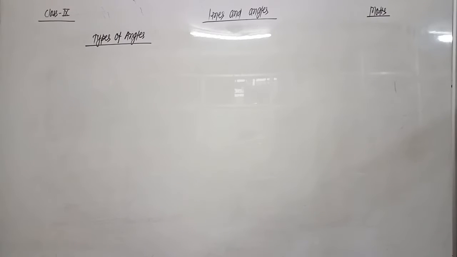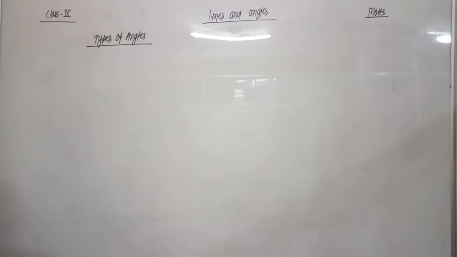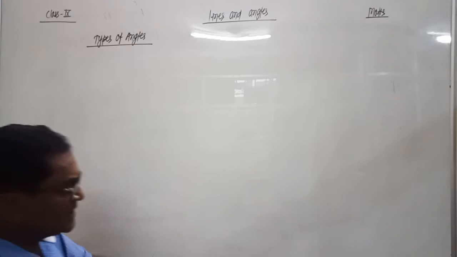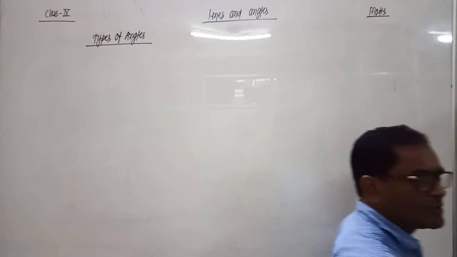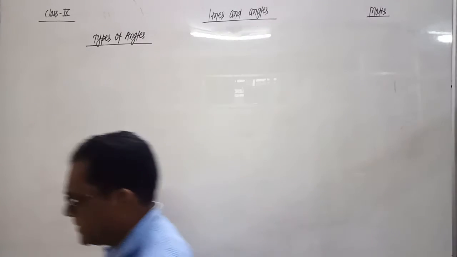So we were discussing types of angles, and the last angles which were discussed were complementary angles. Two angles are said to be complementary if their sum is 90 degrees.